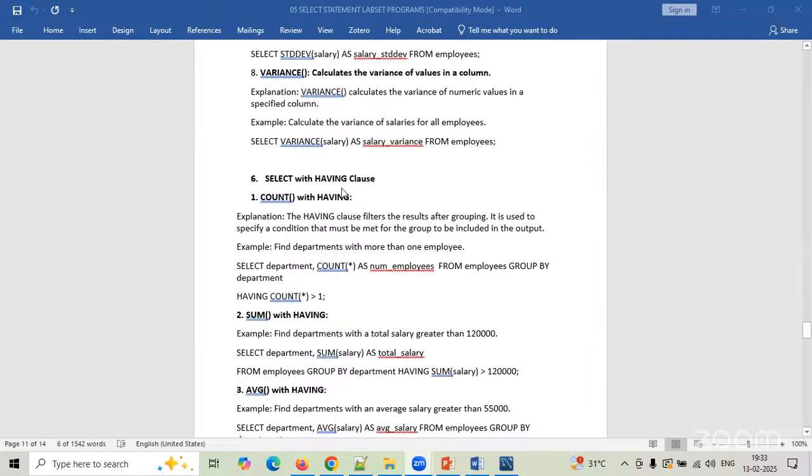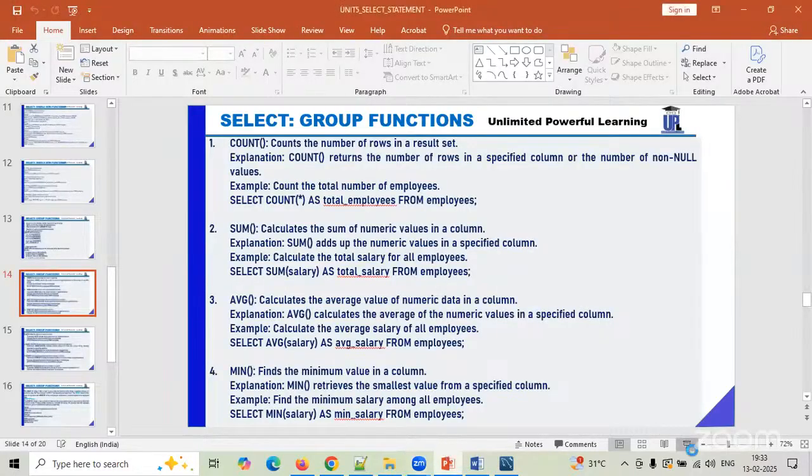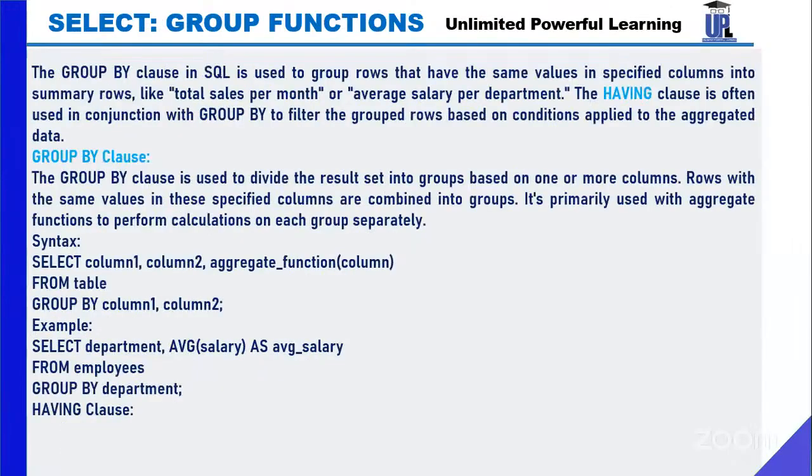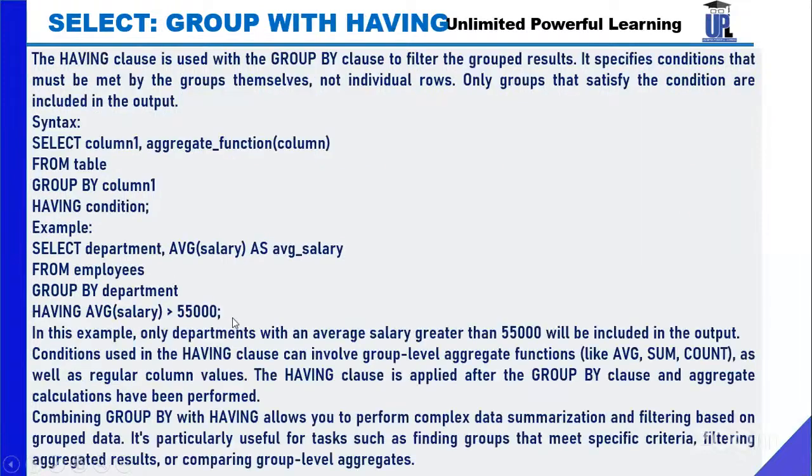Next is select with having clause. If we want to do that, the group by functions we have done. Group by we have understood. Group by means group by department, group by subject name, like this. So this is the aggregated functions. We can apply that. So that is a group by clause. For this group by, if I want to apply the condition, then we have to use the having.